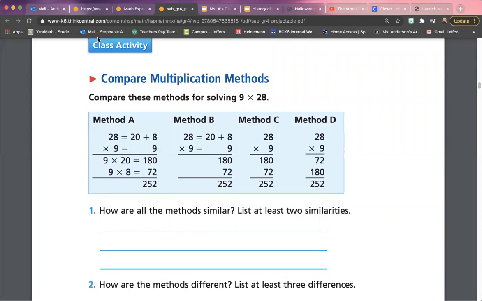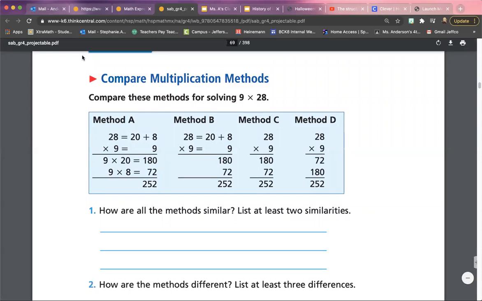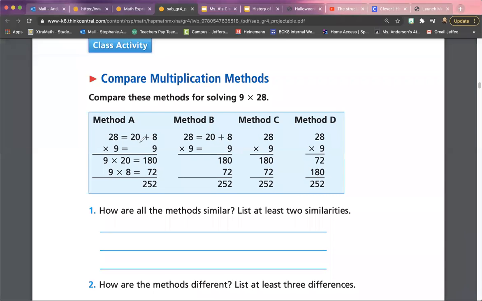Hopefully you had a chance to pause the video and write down some similarities. If I was to look at this, I would say one thing I definitely notice is that in method A and B, it's broken apart by place value. And remember, we had the place value method or the expanded notation method. Either way, we're breaking it apart by place value. My 28 becomes a 20 and 8. And so I noticed that's the same there. And then my 9 is just a 9 because it's in the ones place. I guess the similarity, you could say it's all the same problem. It's all 28 times 9.